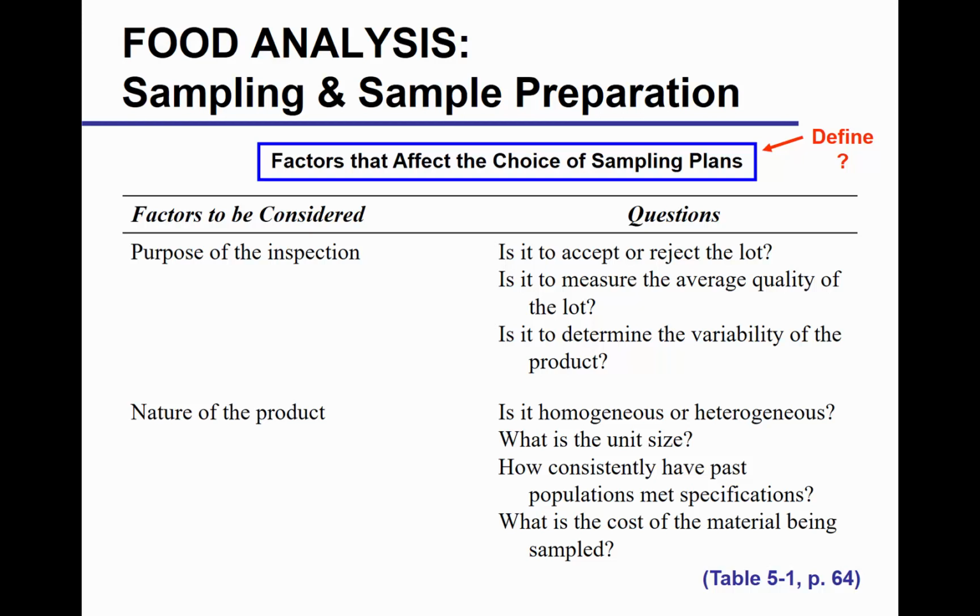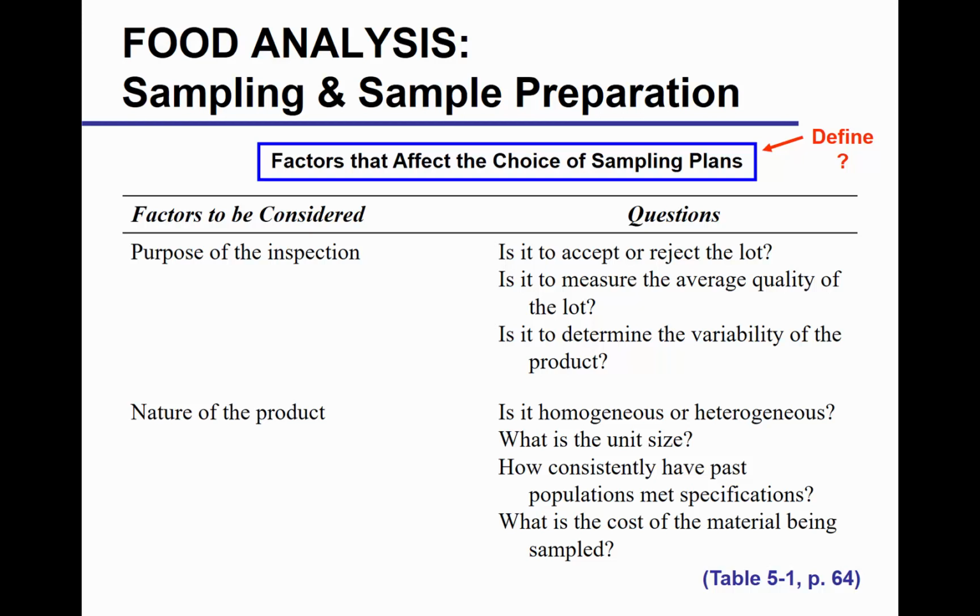How consistently has the past population met specification? If your past production has almost always passed, then you might not need to sample a lot. You know by experience that you probably shouldn't be sampling 100 different containers, let's say. You might say, I'm pretty sure I've met specification most often, so I will reduce the amount of sampling, or the number of samples I would pull out.